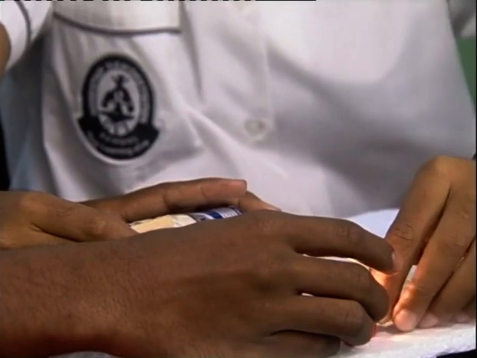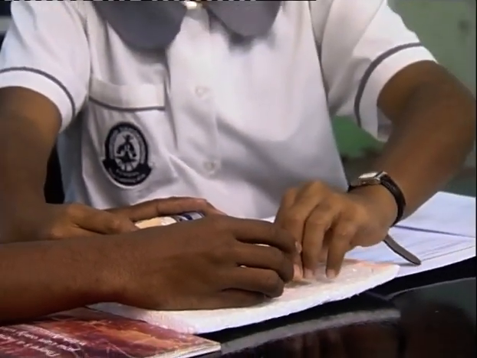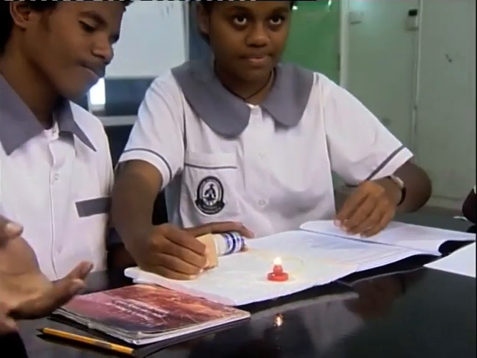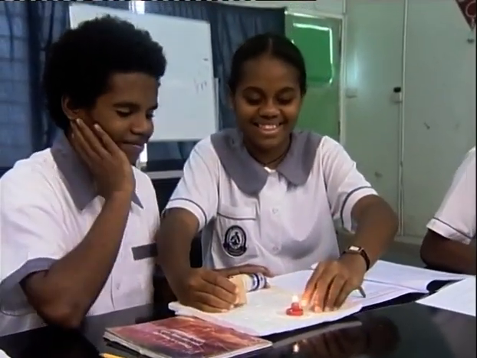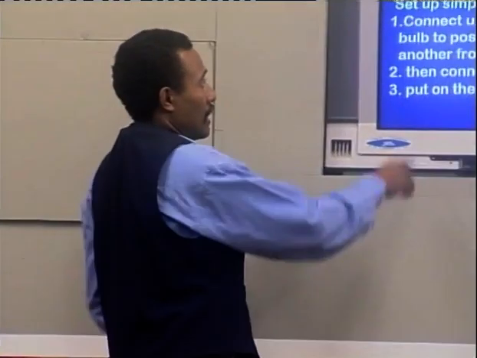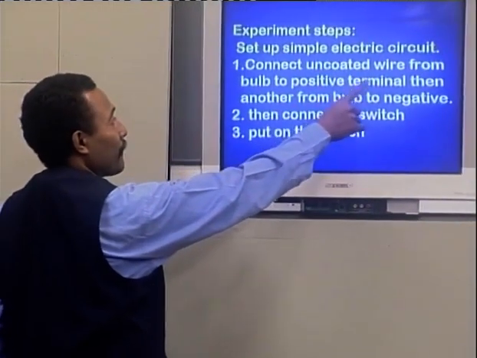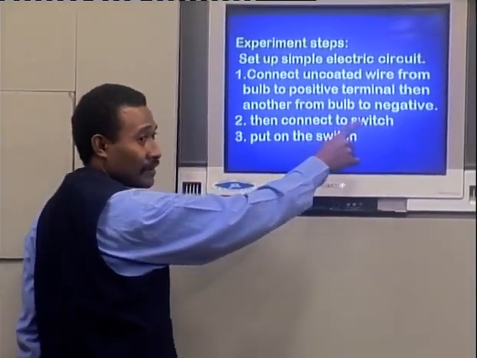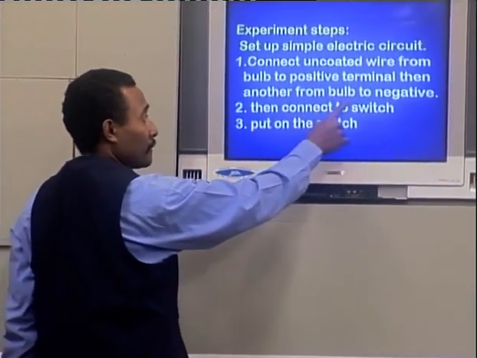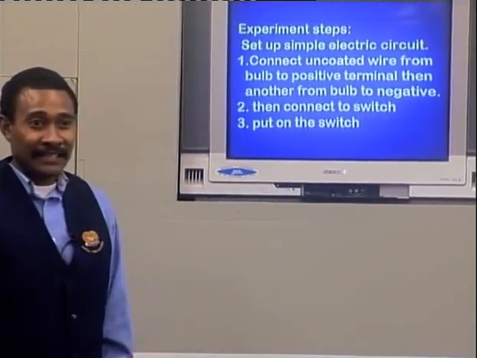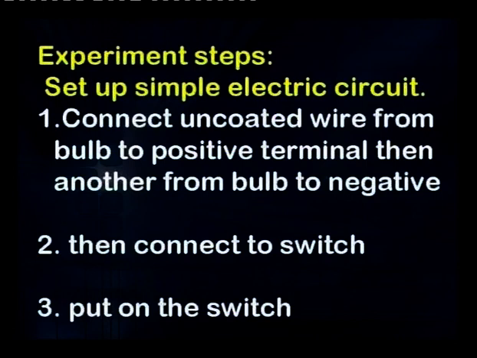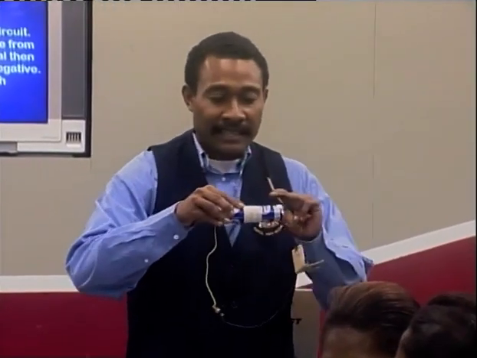All right, there's one thing that you will have to change. Read these instructions. There's a mistake in most circuits I've seen. Connect uncoated wire from bulb to positive terminal. Then another from bulb to negative, uncoated. So the 2 uncoated ones should come from the battery. Have a look at this. This circuit is okay.